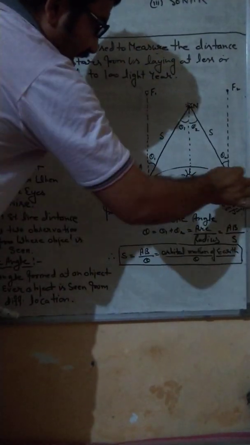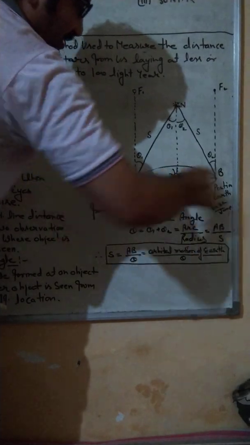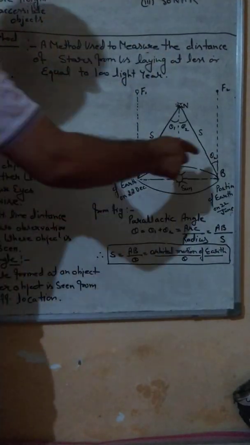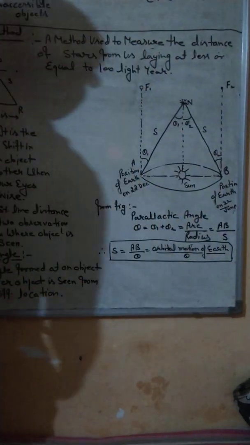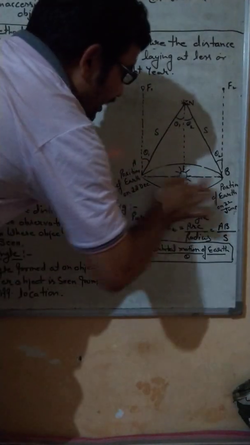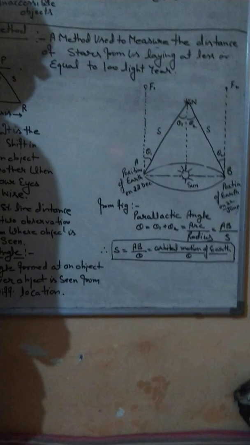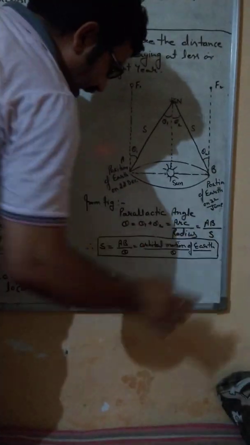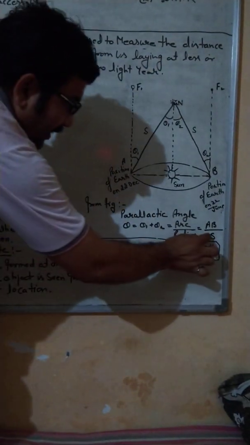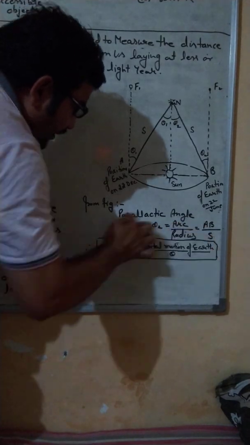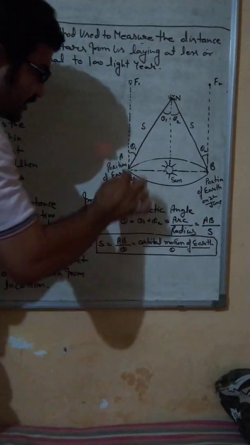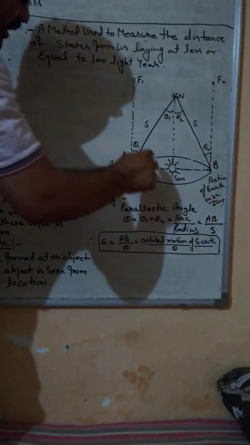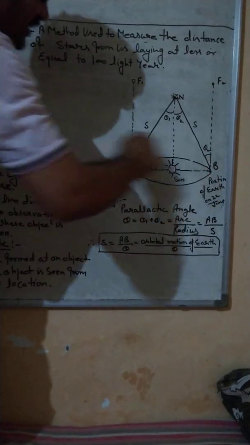an arc. This arc is the AB distance. This is the total diameter of the orbital motion of the earth around the sun, that is AB, and S is the radius. So if we take AB by theta, then from here S can be calculated as AB divided by theta, where AB is the diameter of the orbital motion of the earth around the sun.